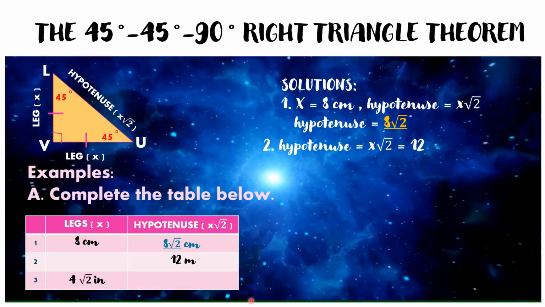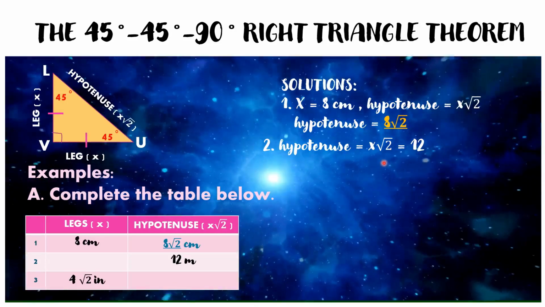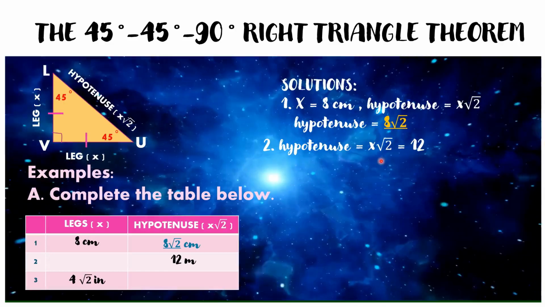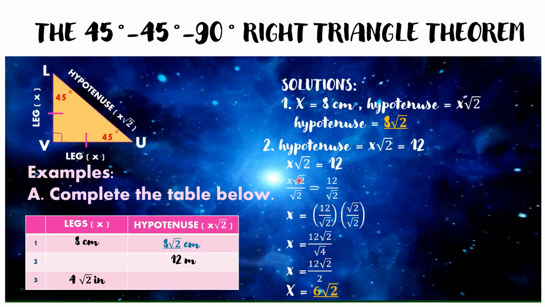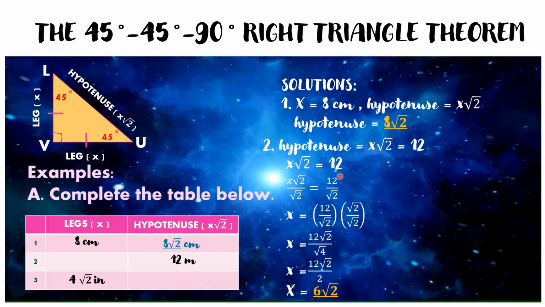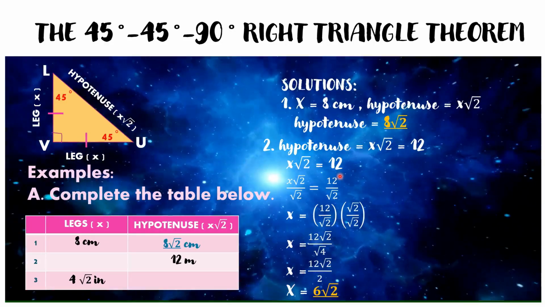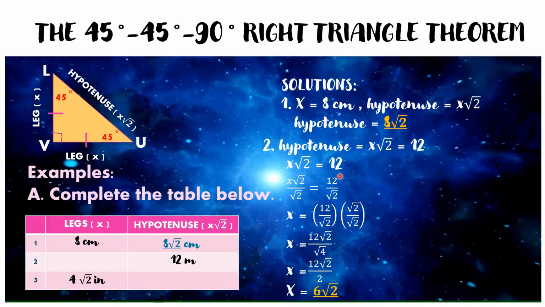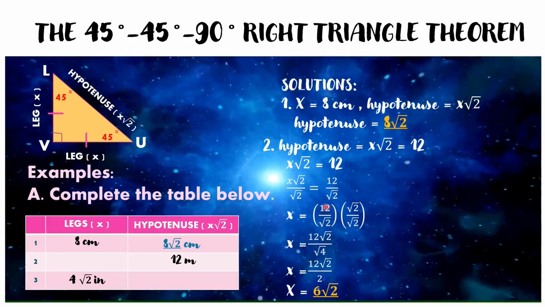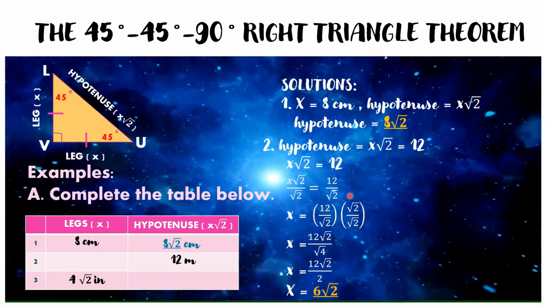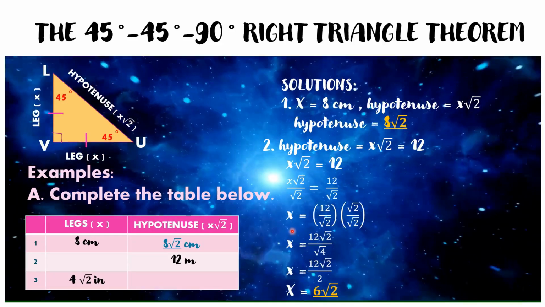For number 2, the given is hypotenuse equal to 12 meters. Since the hypotenuse is represented by x square root of 2, our solution is x square root of 2 equals 12. So that x is the only one left on the left side, we have to divide both sides by square root of 2. So we have x square root of 2 divided by square root of 2, and here, 12 divided by square root of 2.